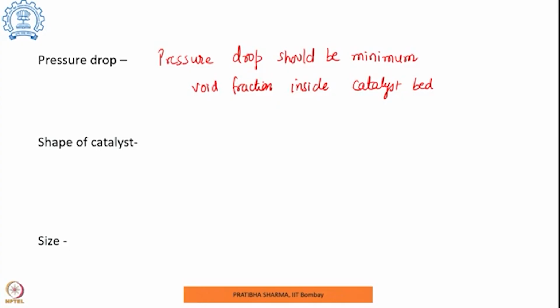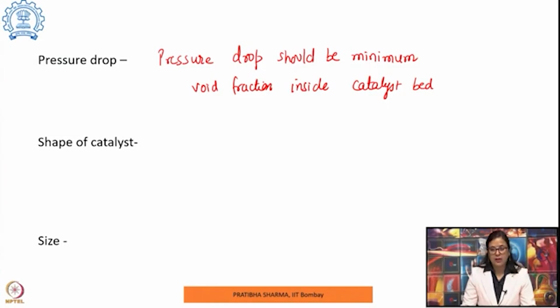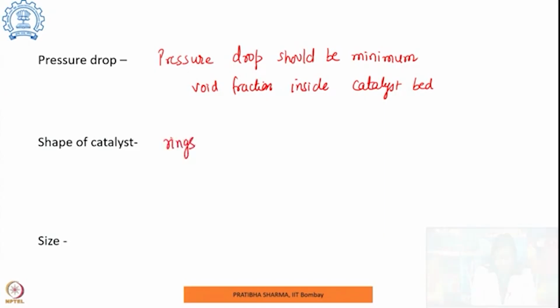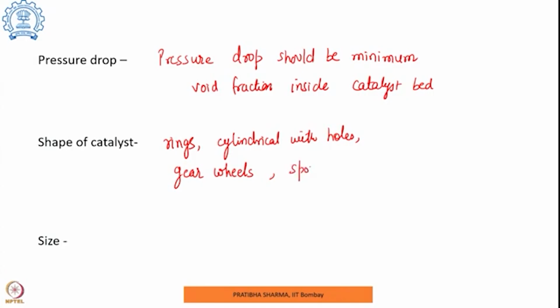The shape of the catalyst also affects the reforming reaction. Herein there are several shapes which have been looked at, like rings, cylinders, cylindrical shapes with holes. Then there are gear wheel type catalysts, spoked wheel type catalysts, and multi-channel catalysts that have been used.